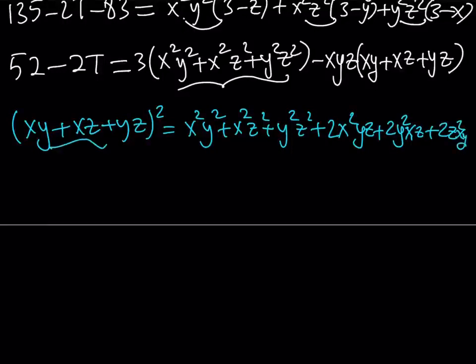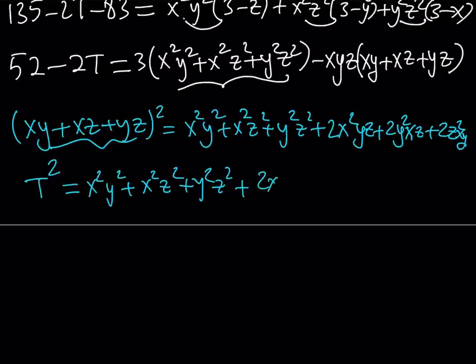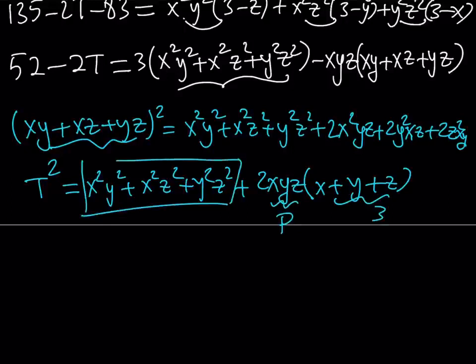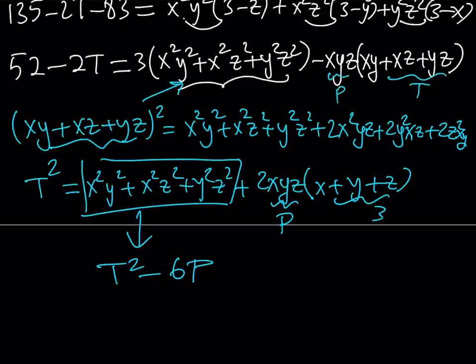And then, since this is equal to t, we can say that t squared is equal to this expression: x squared y squared plus x squared z squared plus y squared z squared, plus 2xyz multiplied by x plus y plus z. Now we do know that this is p and this is equal to 3. So what we're looking for here can be written as t squared minus 6p, because 2 times p times 3 is going to give us 6p. Great. Now let's go ahead and replace that expression here, and replace this with p and replace this with t.